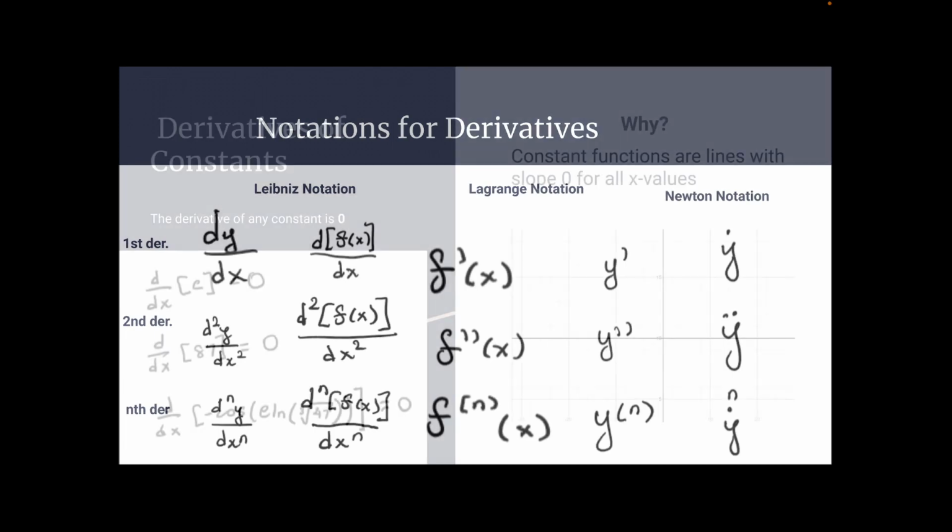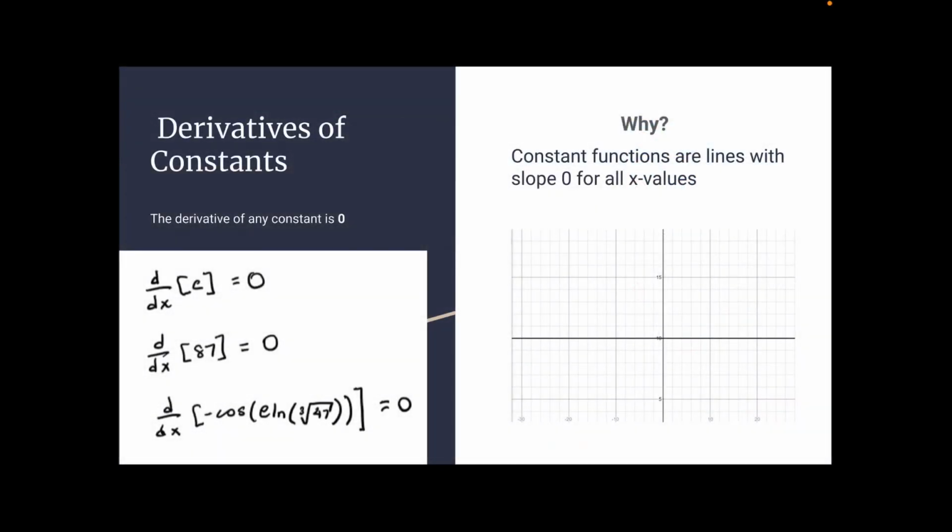So I want to start by talking about derivatives of constants. The derivative of any constant is 0. You can see below I wrote d dx of c is 0 for some constant c. This is what I meant when I said you could plug the function in directly rather than writing dy over dx. The derivative of 87 is 0. The derivative of some cosine and natural log number is 0.